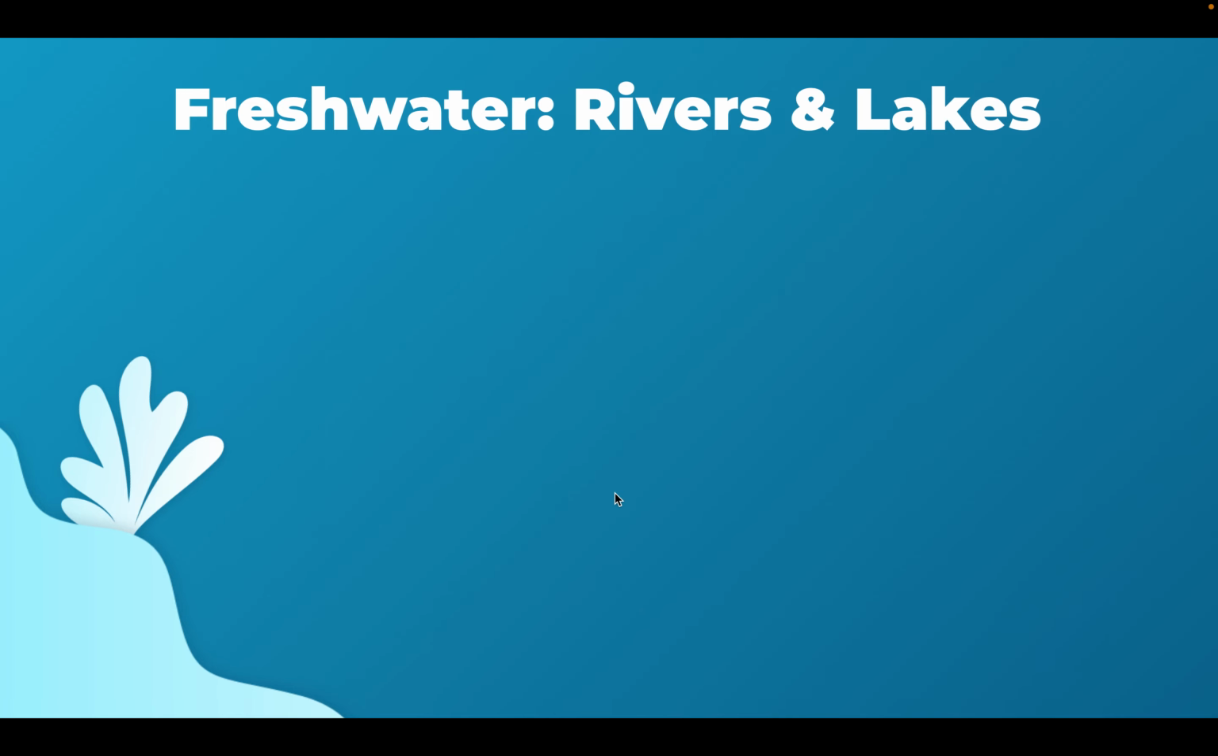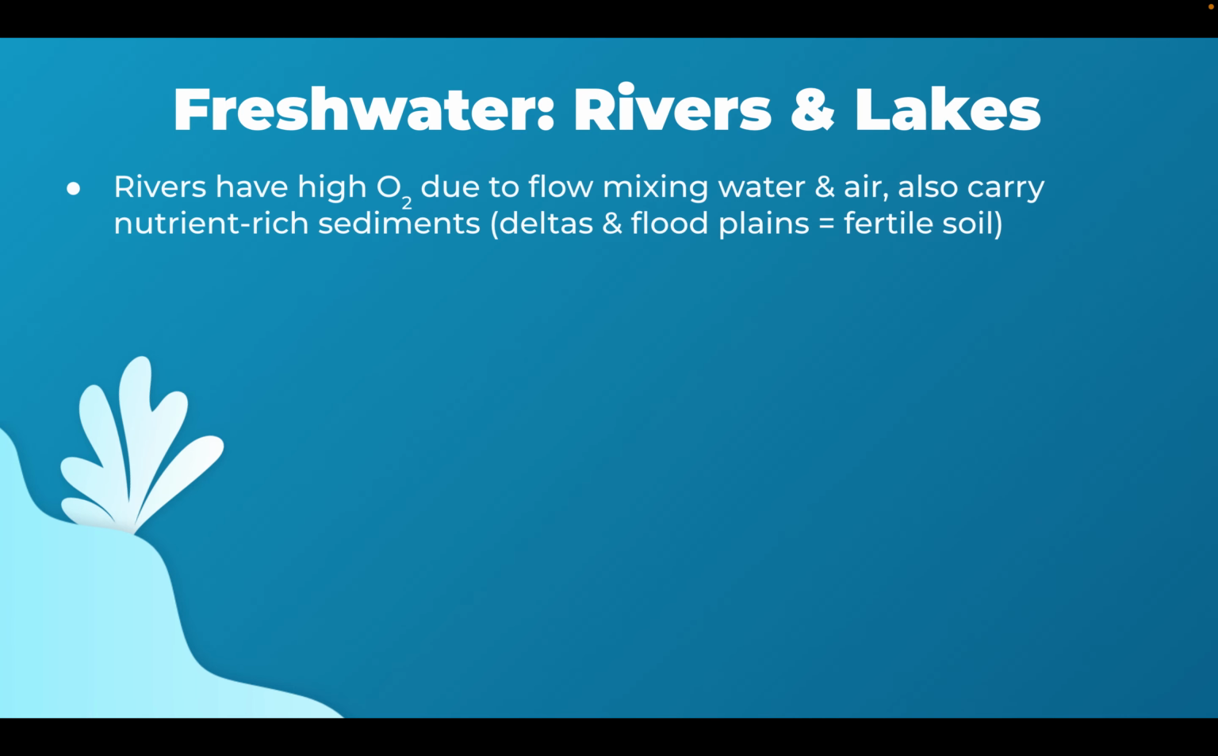All right, let's talk about freshwater, specifically rivers and lakes. Rivers have high oxygen due to the flow mixing water and air, so the faster it moves, the higher the oxygen is. Rivers are also generally a little bit colder. They also carry nutrient-rich sediments, like deltas and floodplains, which means fertile soil, which means plants are happy. So rivers have high O2 and high nutrients.